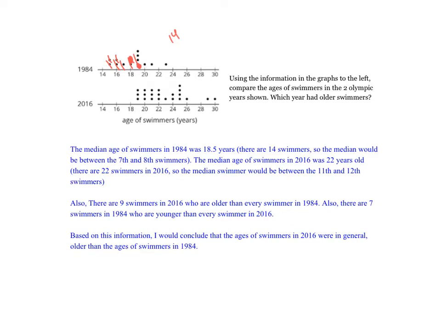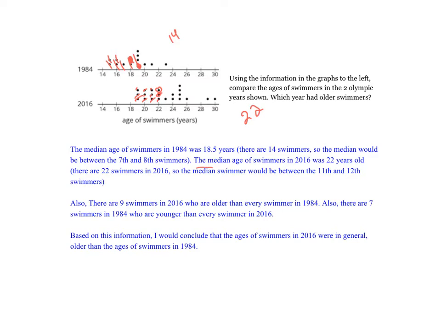The median age of swimmers in 2016 was 22 years old, and there are actually 22 swimmers in 2016, so the median would be between the 11th and 12th swimmers. So I counted in, 3, 4, 5, 6, 7, 8, 9, 10, 11, and there's 12. Their 11th and 12th are both 22, so the median would be 22. Okay, so the median age was 3.5 years older in 2016.